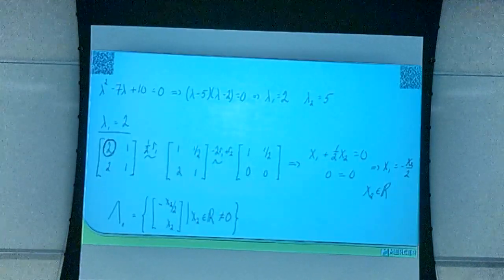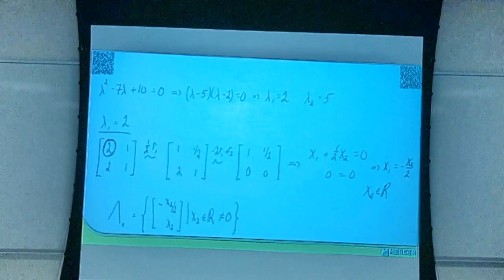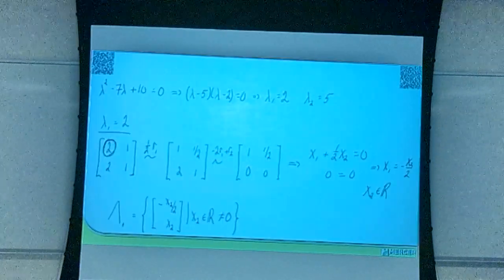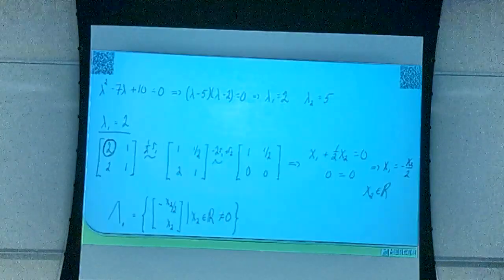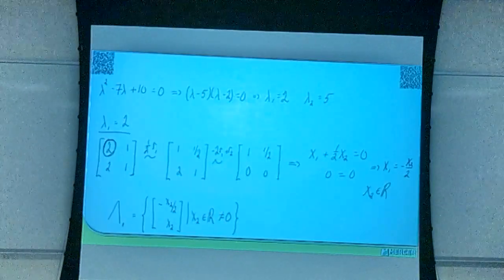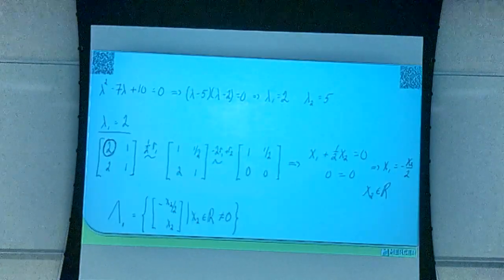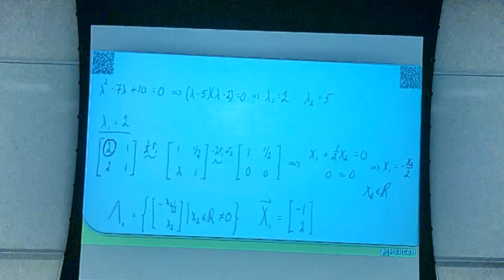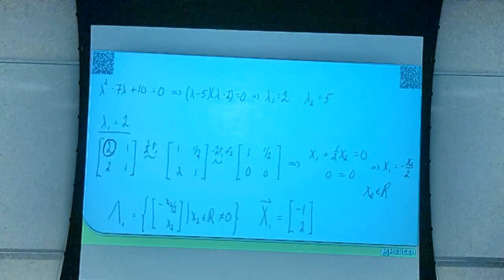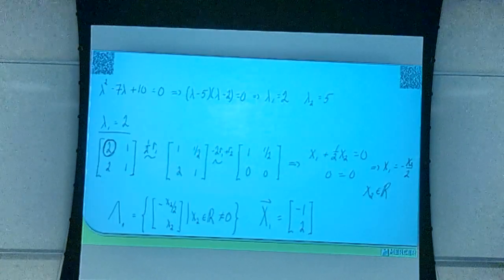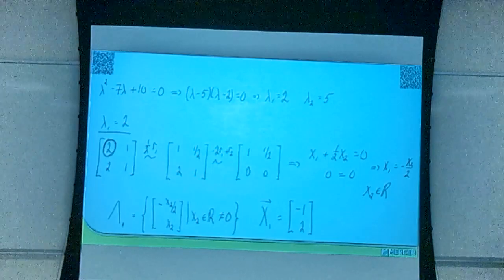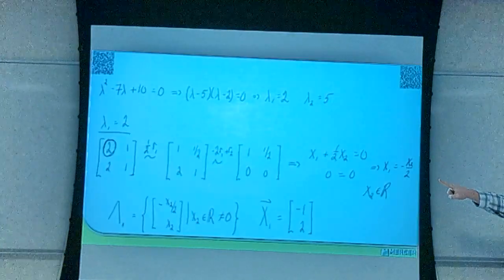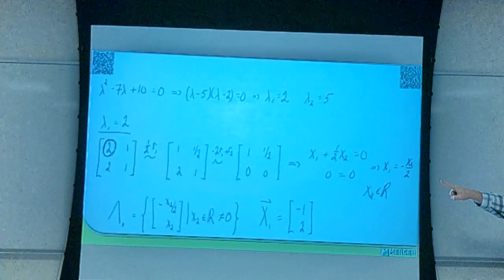Remember, eigenvectors have to be non-zero. Those are all of your eigenvectors associated with this eigenvalue. You just want one of them. So pick any non-zero number. 2. There's an eigenvector. But that was for the eigenvalue 2. We have another eigenvalue.